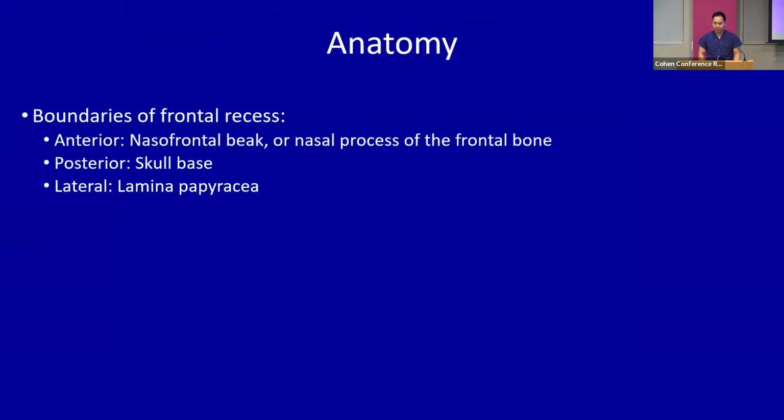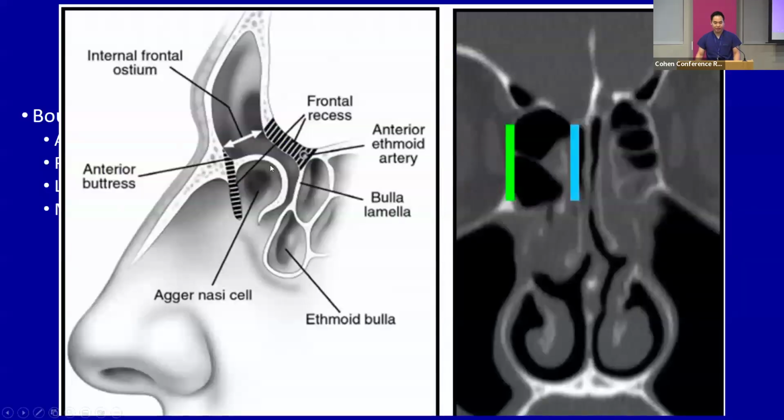I'm not going to talk too much about the frontal sinus anatomy, but basically the frontal sinus is approached after you take down the ethmoids. Again, there's variable pneumatization in adults. For kids, they're usually pretty small.